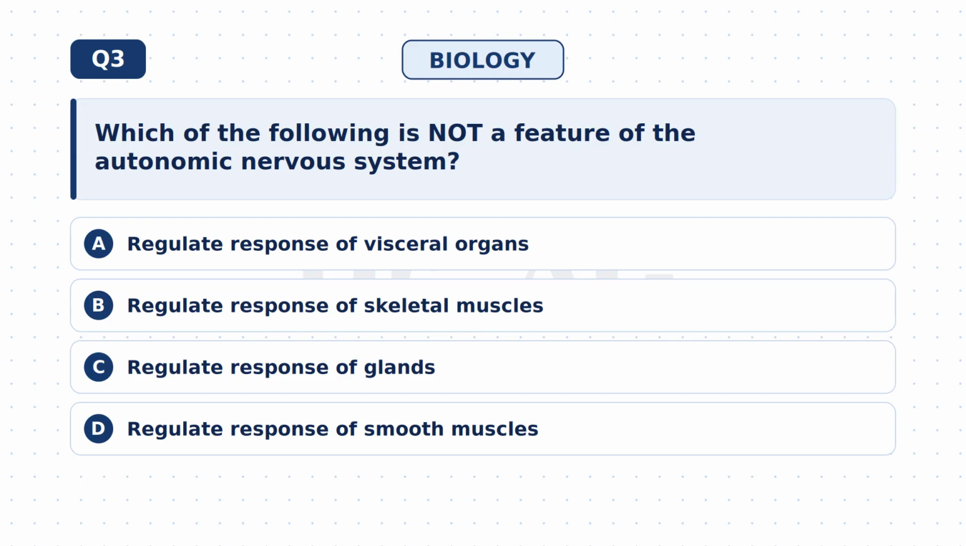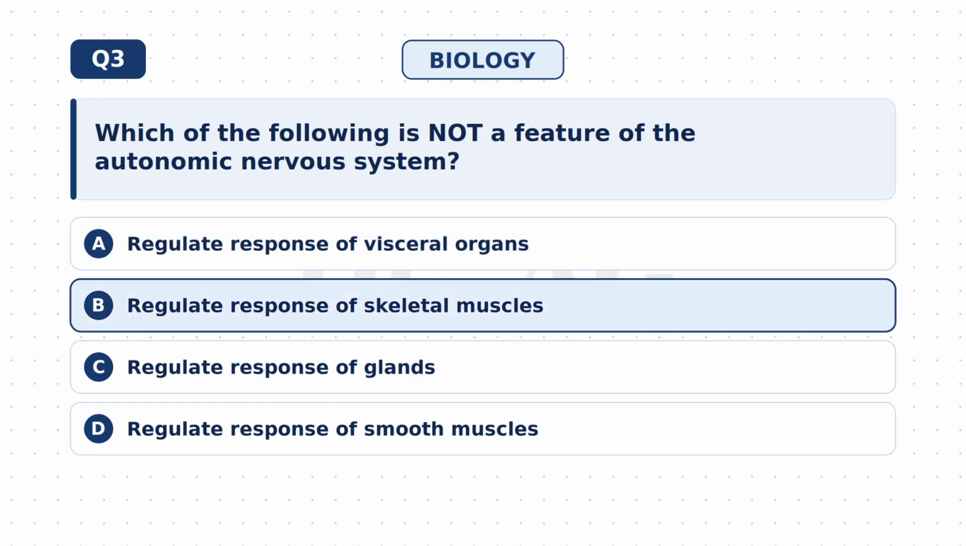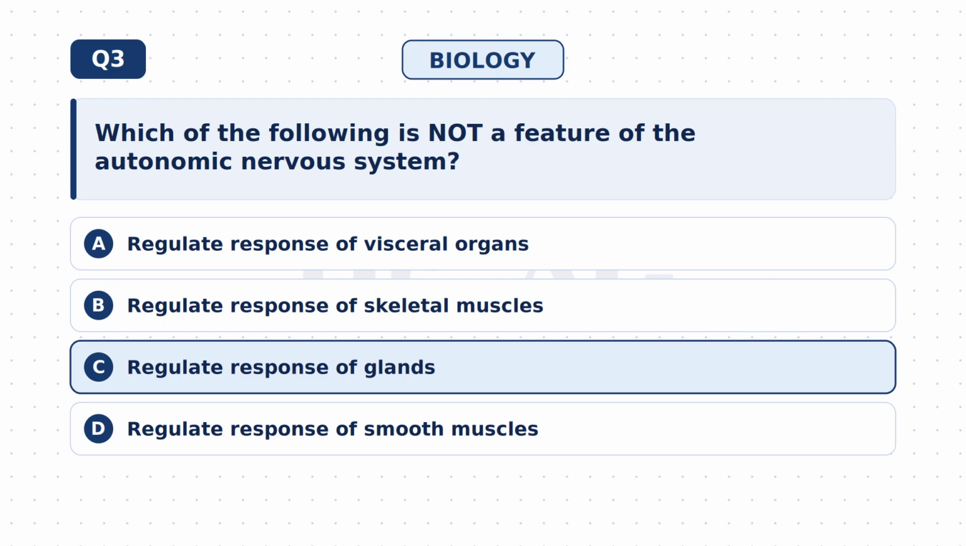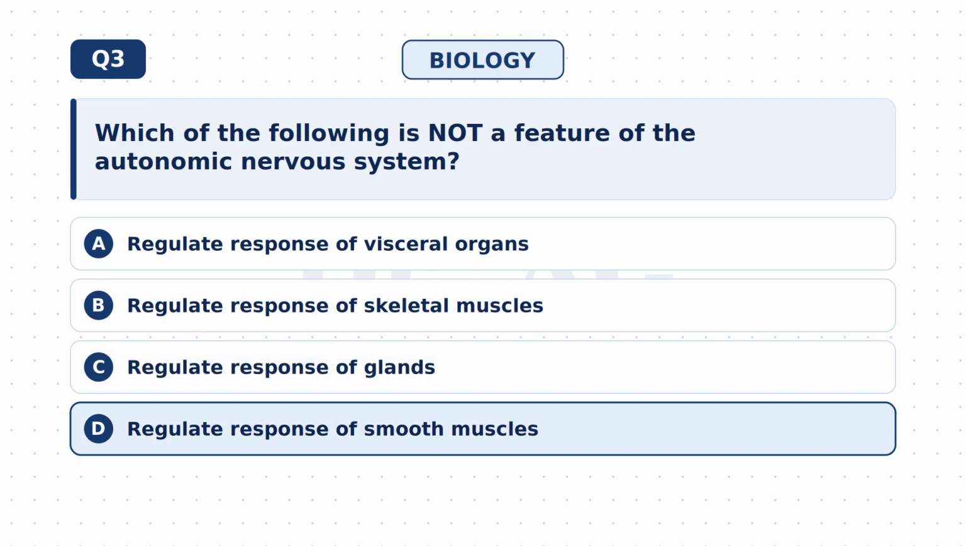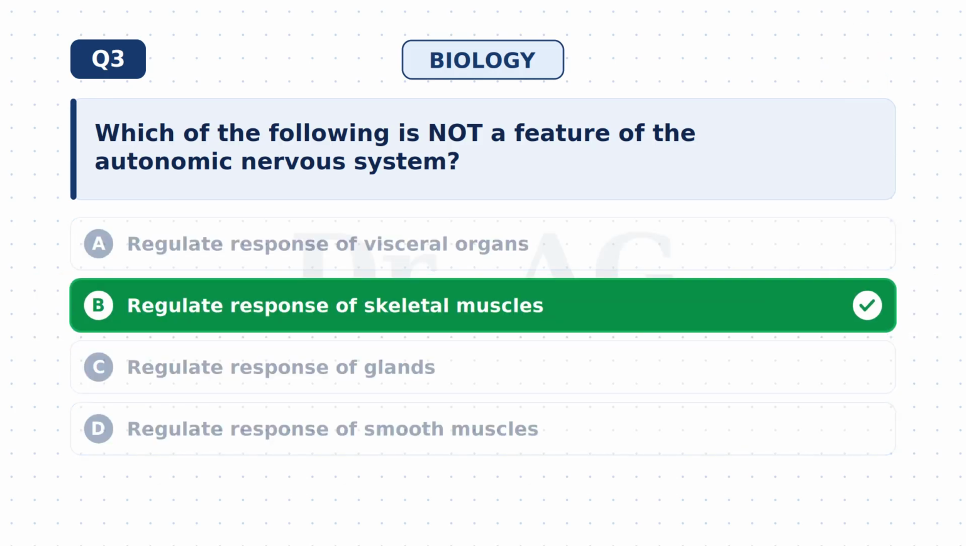Question 3. Which of the following is not a feature of the autonomic nervous system? Option A. Regulate response of visceral organs. Option B. Regulate response of skeletal muscles. Option C. Regulate response of glands. Option D. Regulate response of smooth muscles. The correct answer is B. Regulate response of skeletal muscles.